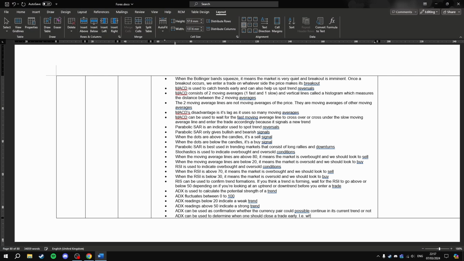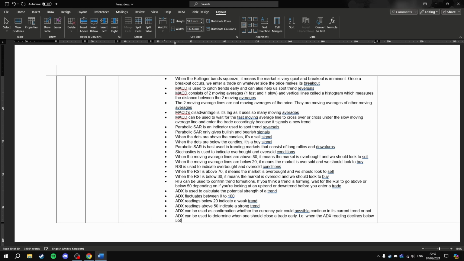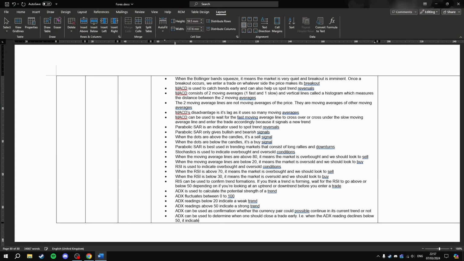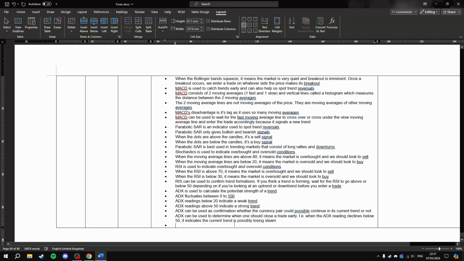I.e., when the ADX reading declines below 50, it indicates the current trend is possibly losing steam, or slowing down, basically. Losing momentum. That's a better word.